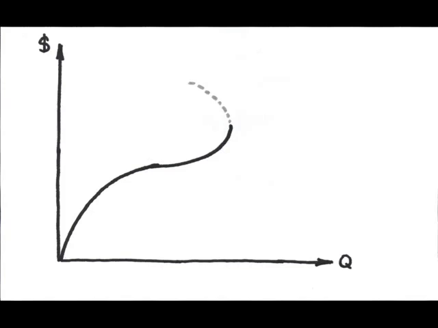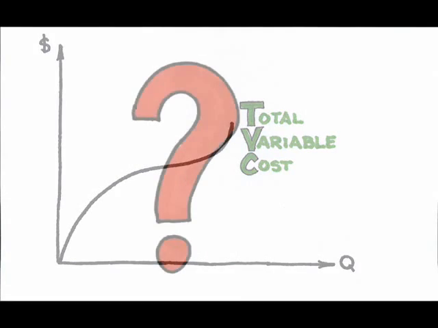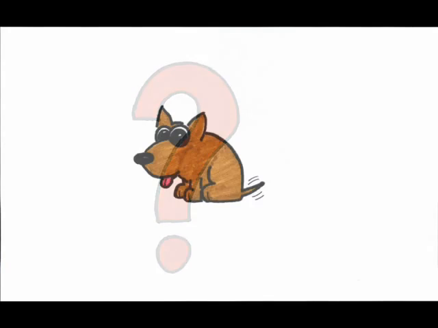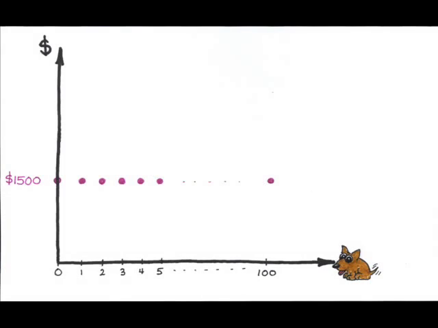Recall that this diagram considers only the labor cost or the variable cost. What do the costs of the fixed resources look like? If you think back to our puppy example, the overhead cost was $1,500 if we had no puppies, $1,500 if we had 1 puppy, $1,500 if we had 2 puppies. In fact, $1,500 had to be paid no matter how many puppies.